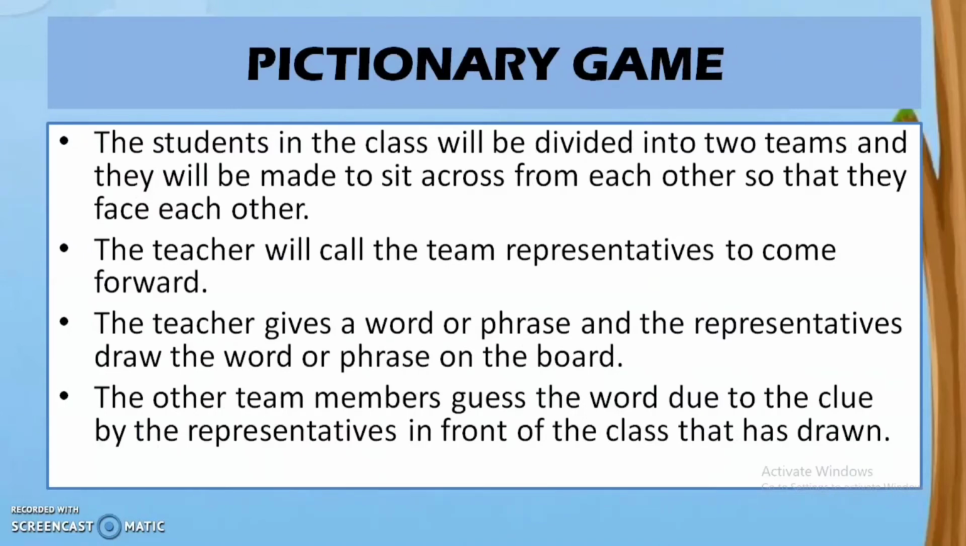The fourth game is Pictionary game. The students in the class will be divided into two teams and they will be made to sit across from each other so that they face each other. The teacher will call the team representatives to come forward. The teacher gives a word or phrase and the representatives draw the word or phrase on the board. The other team members guess the word due to the clue by the representatives in front of the class that has been drawn.